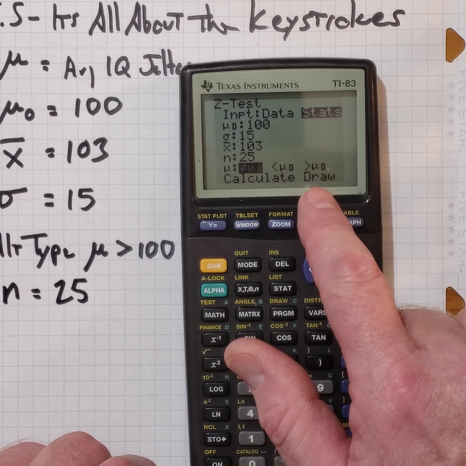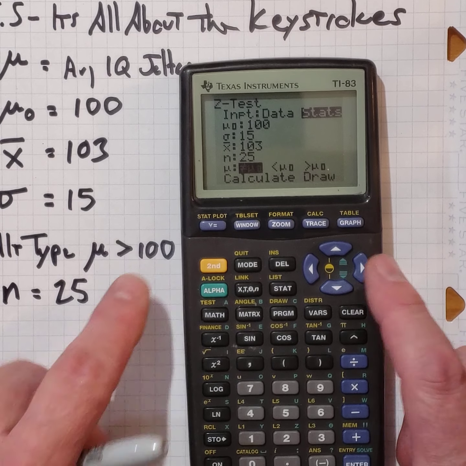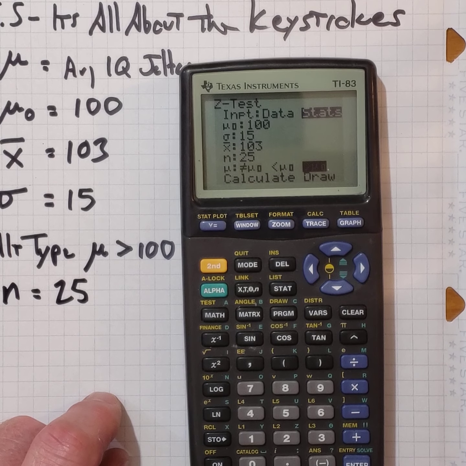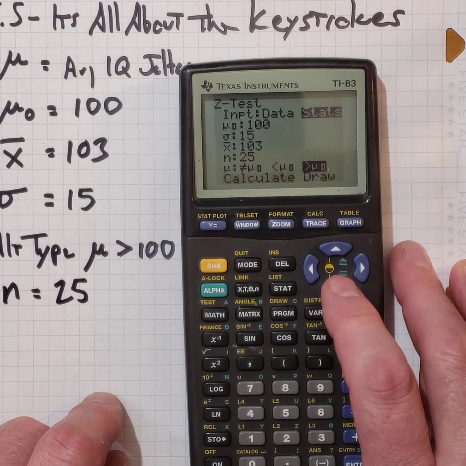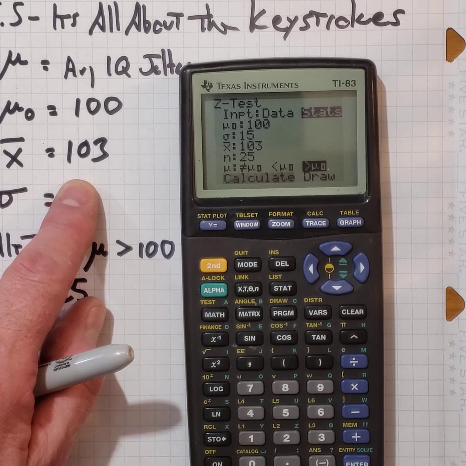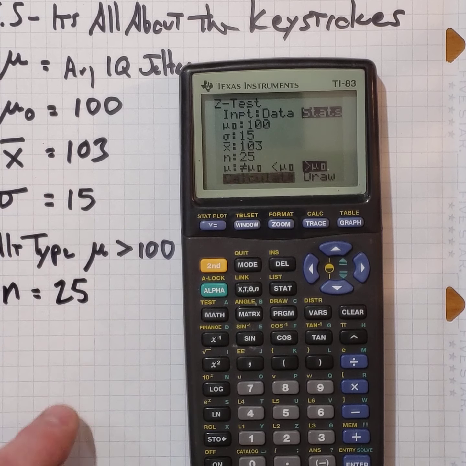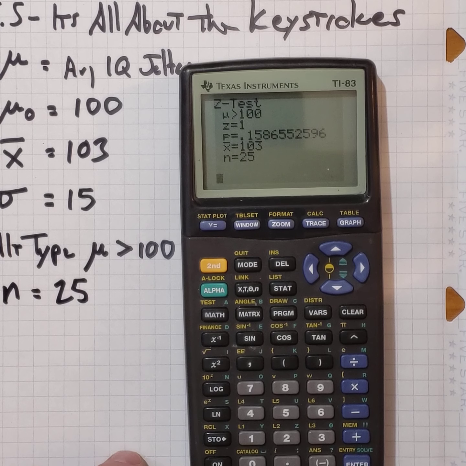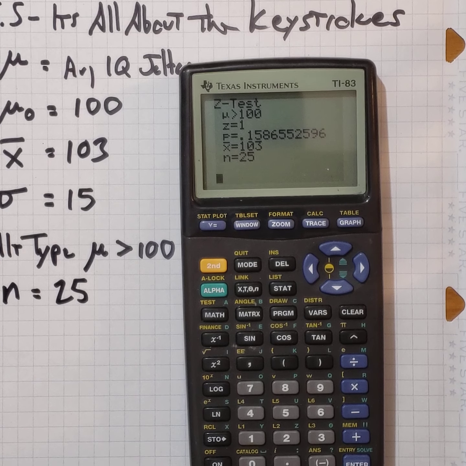And here, this one's multiple choice, we need to choose the one we're trying to show, which is that the average is greater than 100. So we need to choose the one that says greater than. It's important that you choose the right one there, because this would be terrible evidence that our average was less than 100. If you chose less than 100, you're not going to get appropriate results from this at all. And then we go to calculate. It puts all that stuff on our home screen along with the p-value. And the p-value is 0.1586.